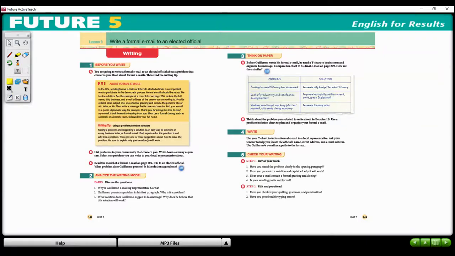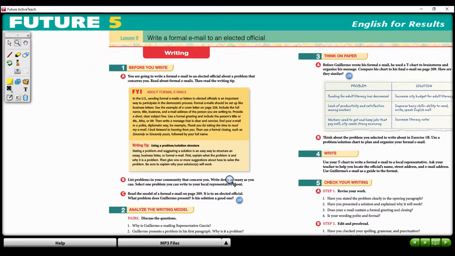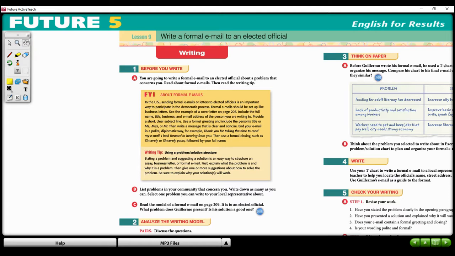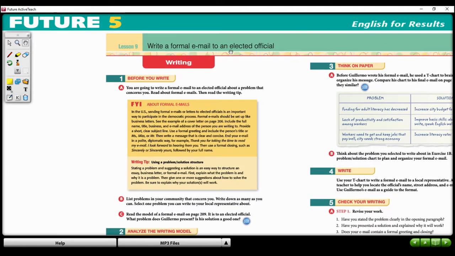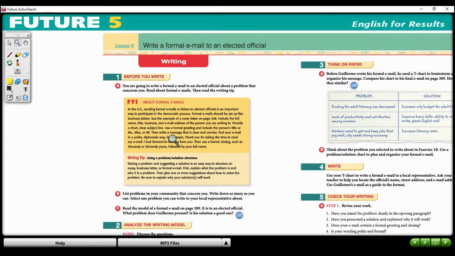Okay, so on page 142 in Future, we are looking at writing a formal email. Now, the book says writing a formal email to an elected official, but again, I want to broaden that. Broaden means make it bigger. And so you do not have to think about an elected official.